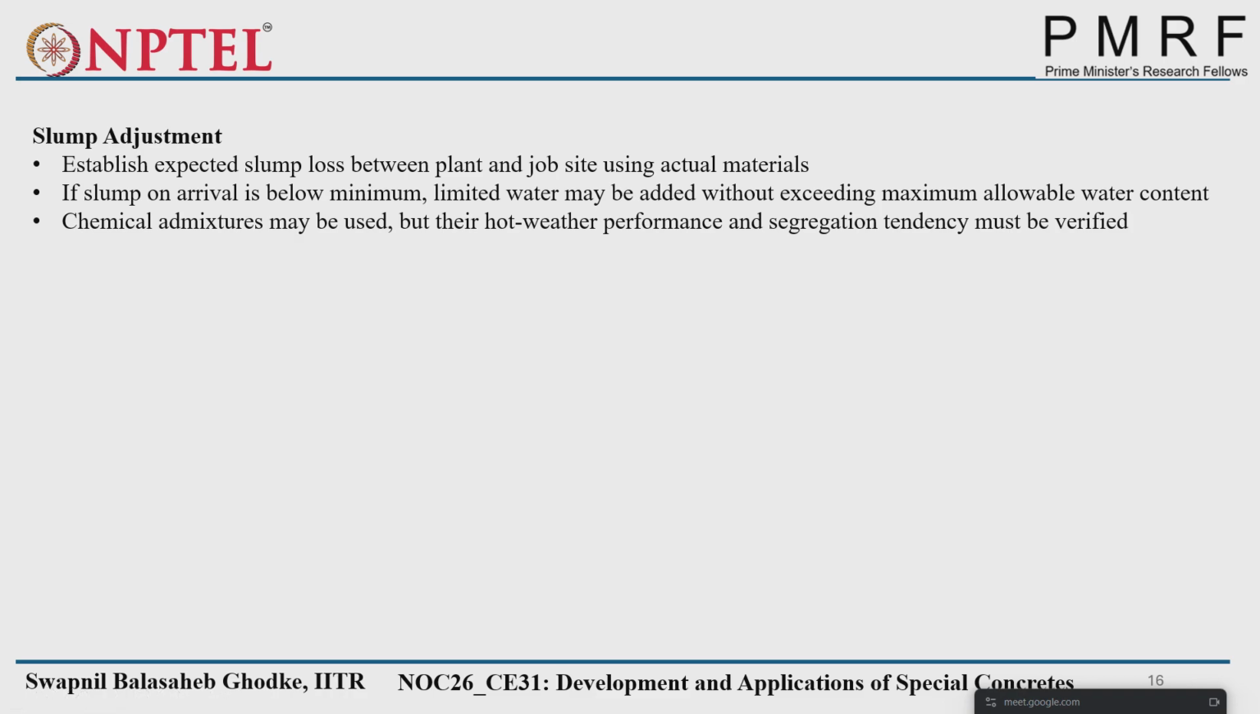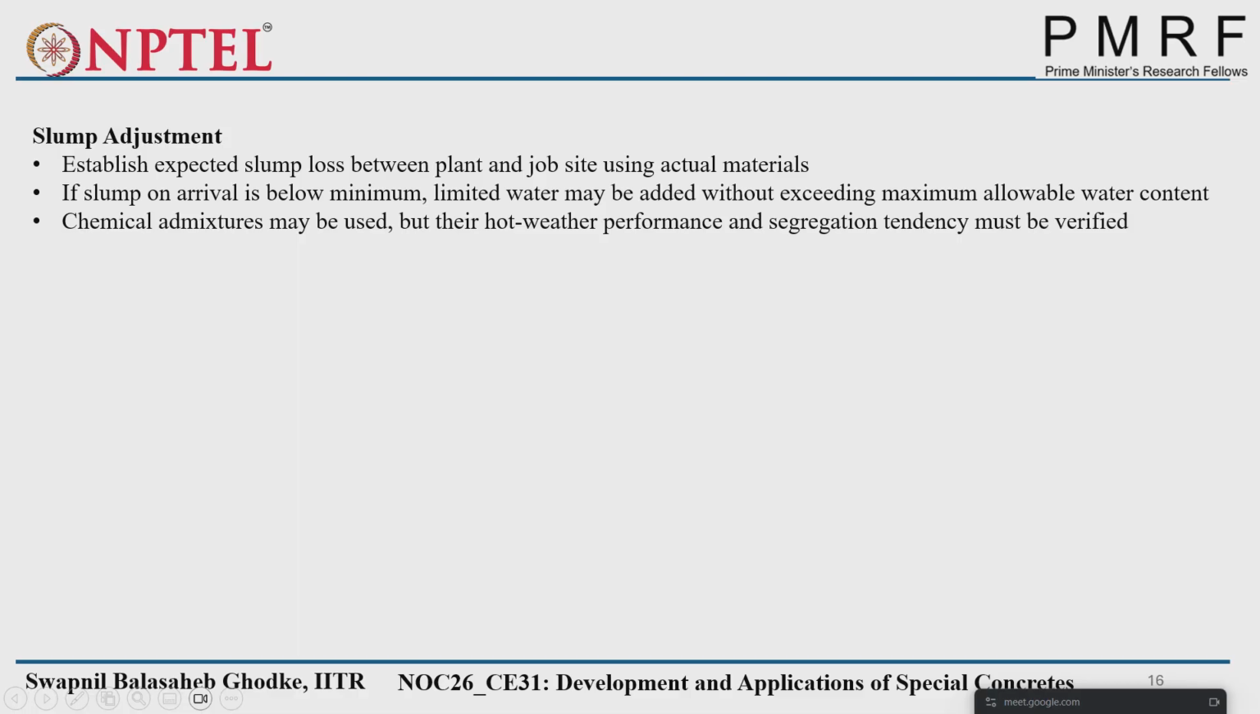So the expected slump loss between the plant and the job site should be established using actual materials. We saw this in the earlier slides also. You have to do the trials in the lab, then you have to do a mock-up on the site as well, not in a large quantity, but in a small quantity. You have to establish the relation between the temperatures and your material constituents. And whatever slump adjustments are required according to those relations, you have to do on the site once we get the mix from the RMC plant.